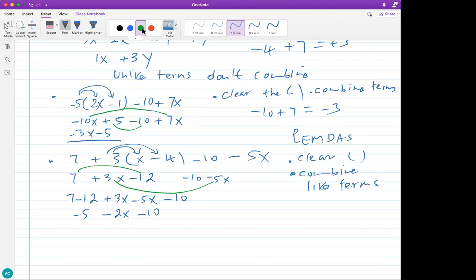Negative 10. And one last thing, we still have some like terms. We can combine these two together. Negative 2x, no like term. What's negative 5 take away 10? Negative 5. Not negative 5. They're both negative this time. They're both negative, unlike here. 15. Negative 15, that's right. Same sign, keep it and add, negative 15. And that's pretty much it. That's the final answer. There's nothing else that we need to do.